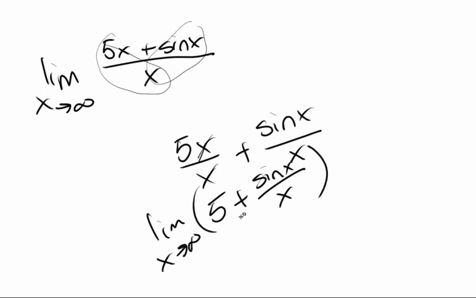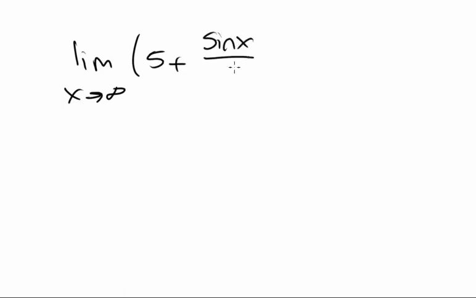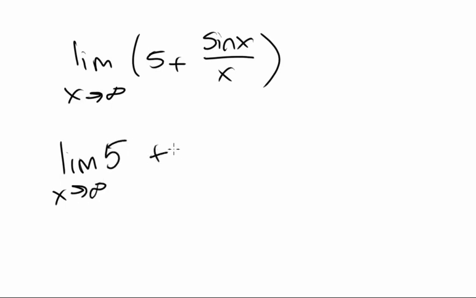All right, so let's clear this and bring it to the next one. So we're going to say, the limit as x approaches infinity of 5 plus sine x over x. Now we have the sum rule. We can split this into two limits. Limit as x approaches infinity of 5 plus the limit as x approaches infinity of sine x over x.